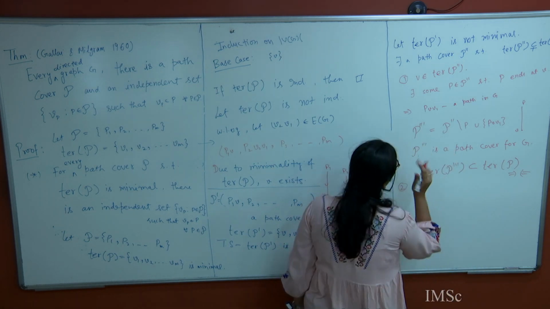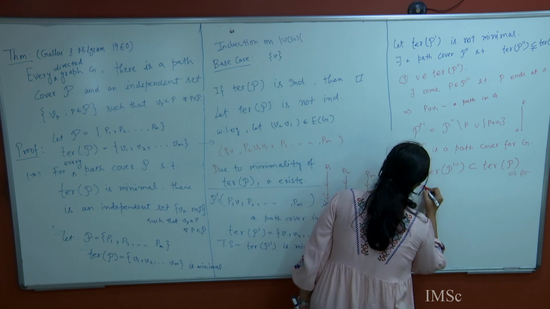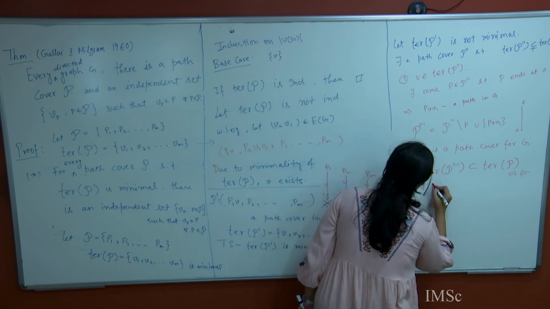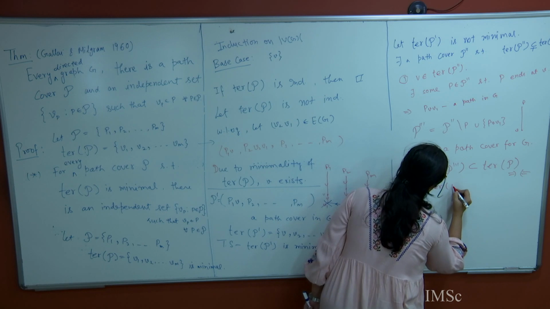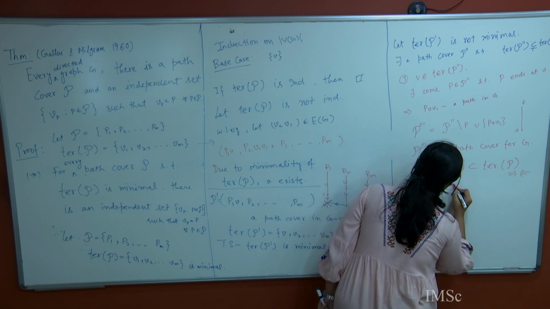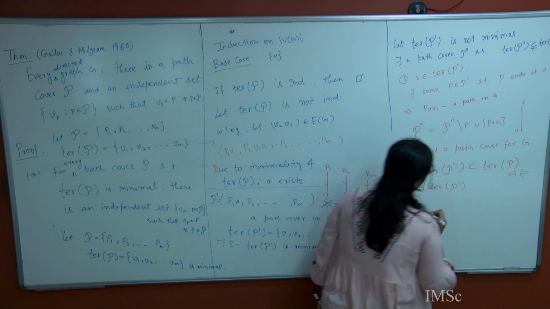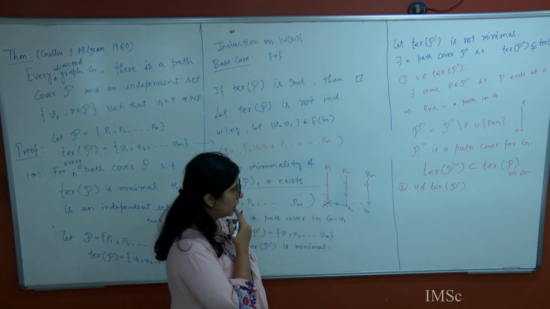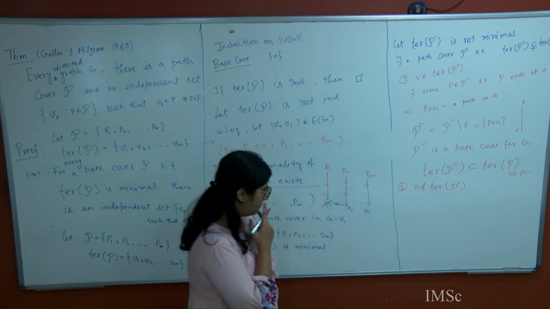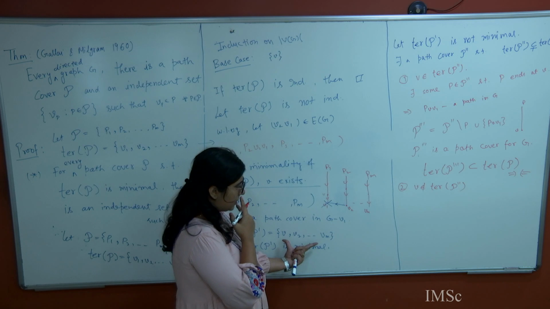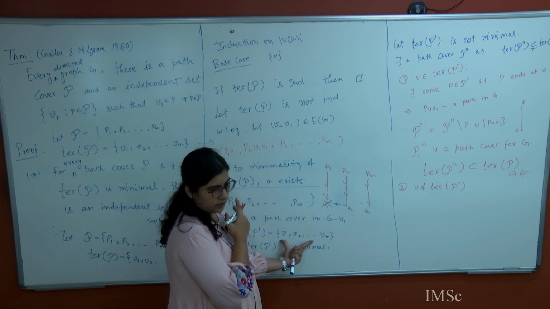So for the other case, let's say V does not belong to the terminal set of P double prime. Let V not be there. What else can we look for here?